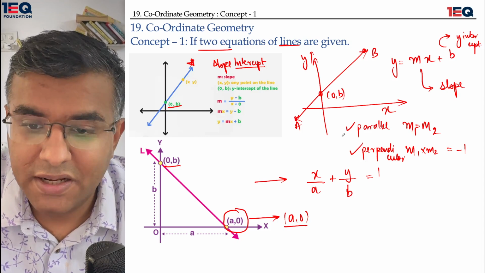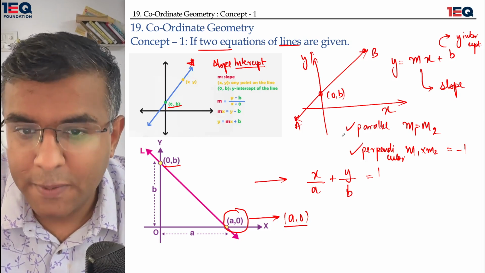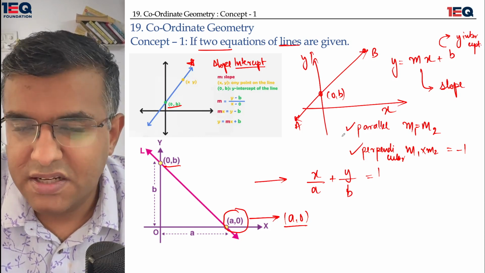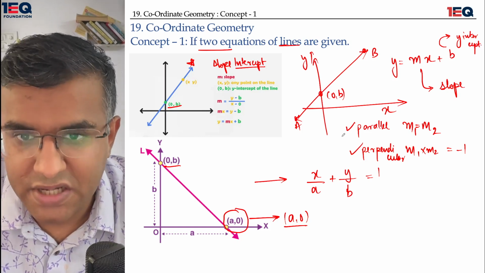So most of the entire coordinate geometry is summed up in this situation. Now the only things that are left to understand are the distance formula, the section formula, and the area of the triangle. Yeah, that's pretty much. Distance formula, section formula, and area of the triangle. Okay, these are the only three main topics which are left.